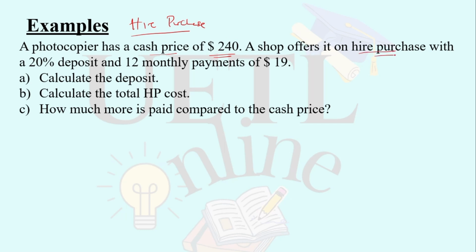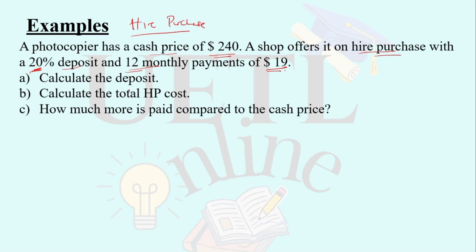In hire purchase, you are going to pay a deposit and you are going to pay monthly payments, with a 20% deposit. This means that you are going to pay 20% first, then you are going to pay over a certain period, which is 12 months. So you are going to continue paying for 12 months, paying $19 per month. So here we have all we want.